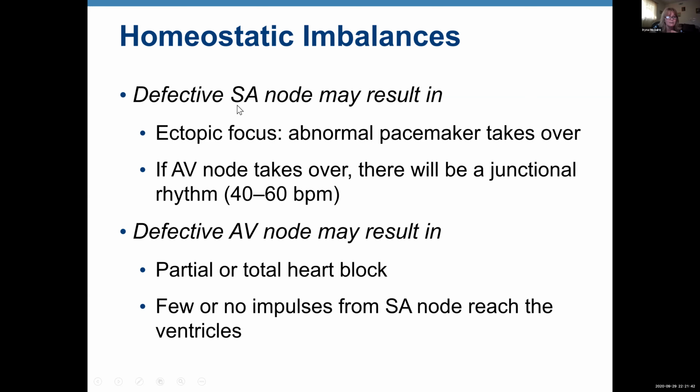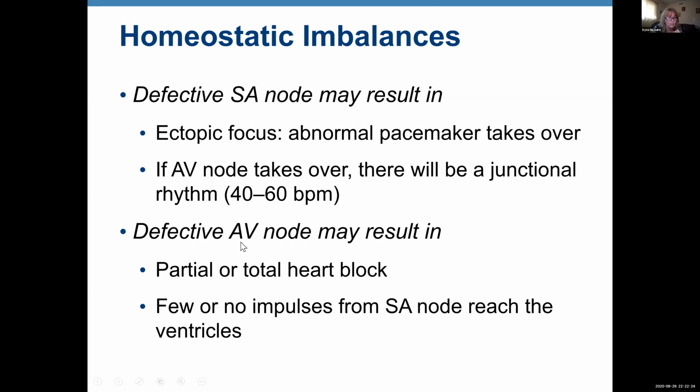Also, if we have a defective SA node, this results in an ectopic focus. The SA node is the normal pacemaker. If it's damaged, then the AV node takes over. When the AV node becomes the pacemaker, we call it junctional rhythm. And you see it's slower than a normal heart rhythm, because normal heart rhythm is about 75 beats per minute, and junctional is from 40 to 60, so it's slower.